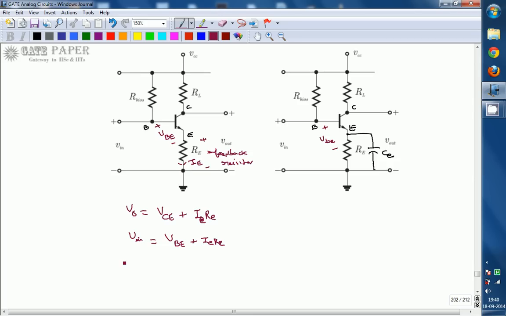The definition of positive feedback is that by introducing feedback, if the effective input signal increases, it is called positive feedback. By introducing feedback, if the effective signal reduces, that feedback is called negative feedback. Now we will see what is meant by effective signal for this amplifier.